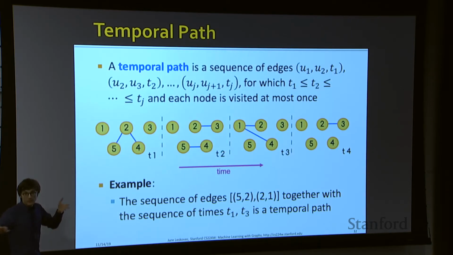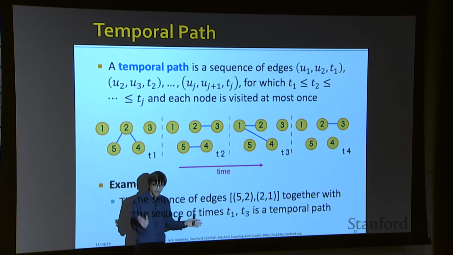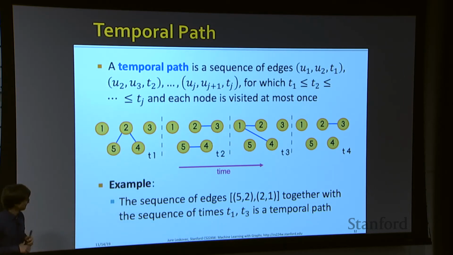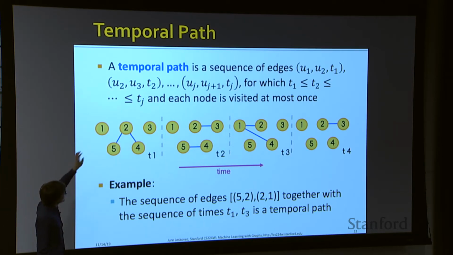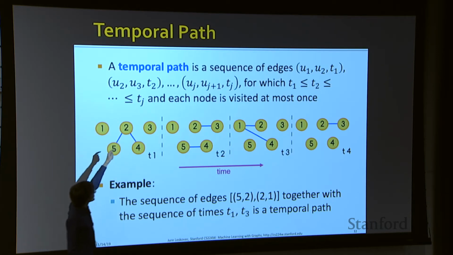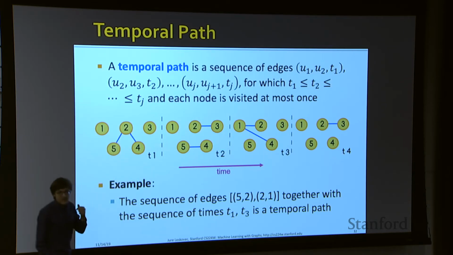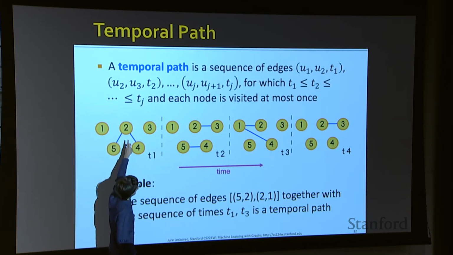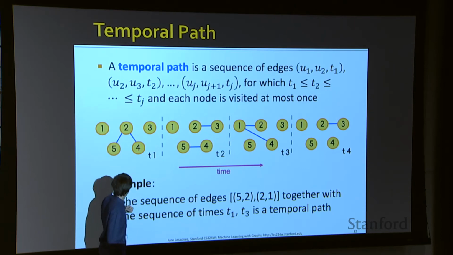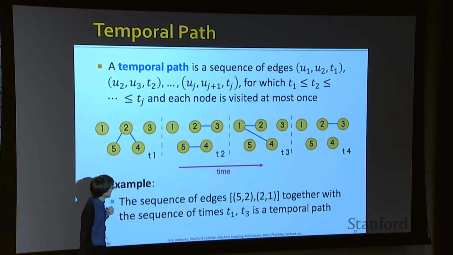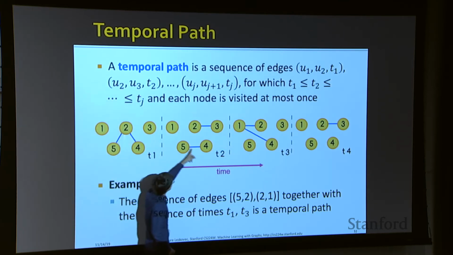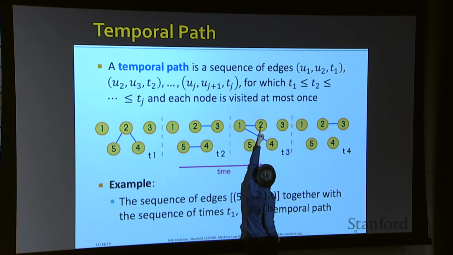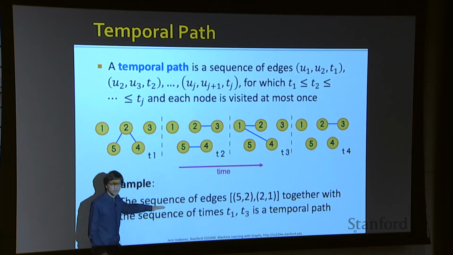Okay? So now we need to define this notion of walks and paths that we defined on simple graphs and extend them to temporal graphs. So the way I'll say it, a temporal path is simply a sequence of edges so that edges obey time, right? Whenever I cross an edge, the next edge I cross should happen after the edge I traversed. And that's essentially it. So if I have this temporal network here, then, for example, a sequence of nodes 5, 2, 2, 2, 1 together with a sequence of times would be a temporal path, right? Why? Because I go from 5 to 2 here, and then I do nothing at time 2. But at time 3, I can go from 2 to 1. So this is a valid temporal path.